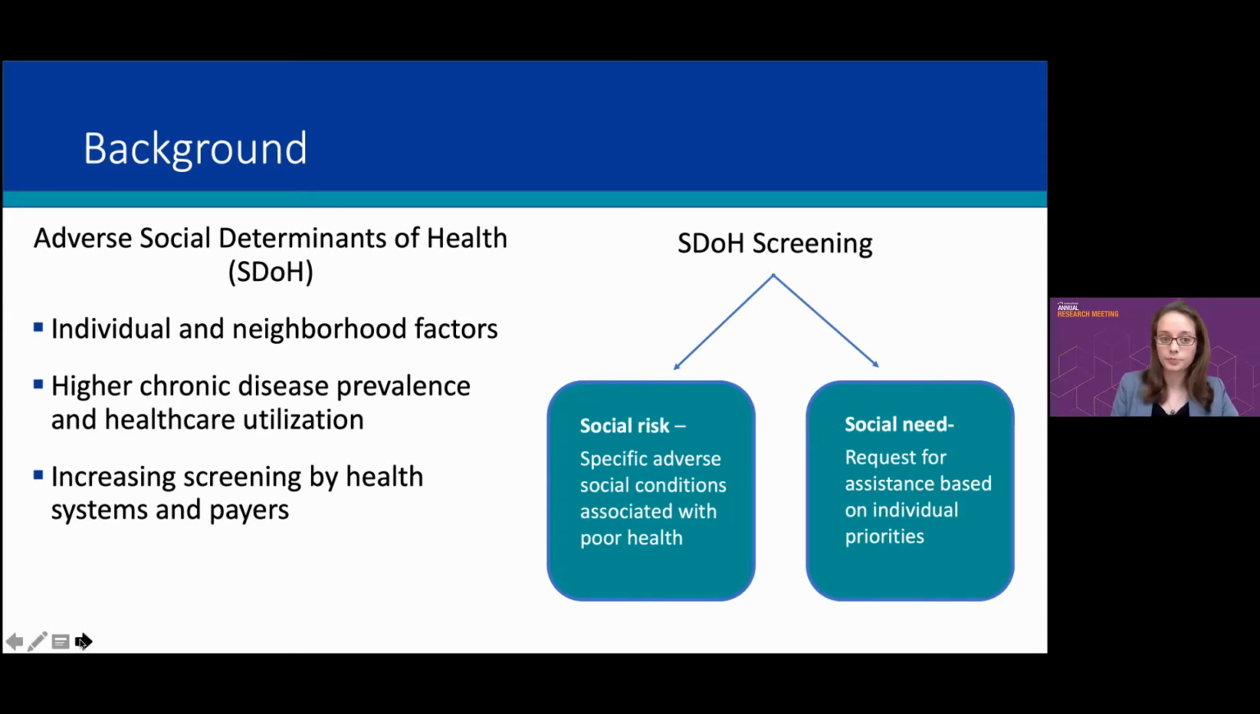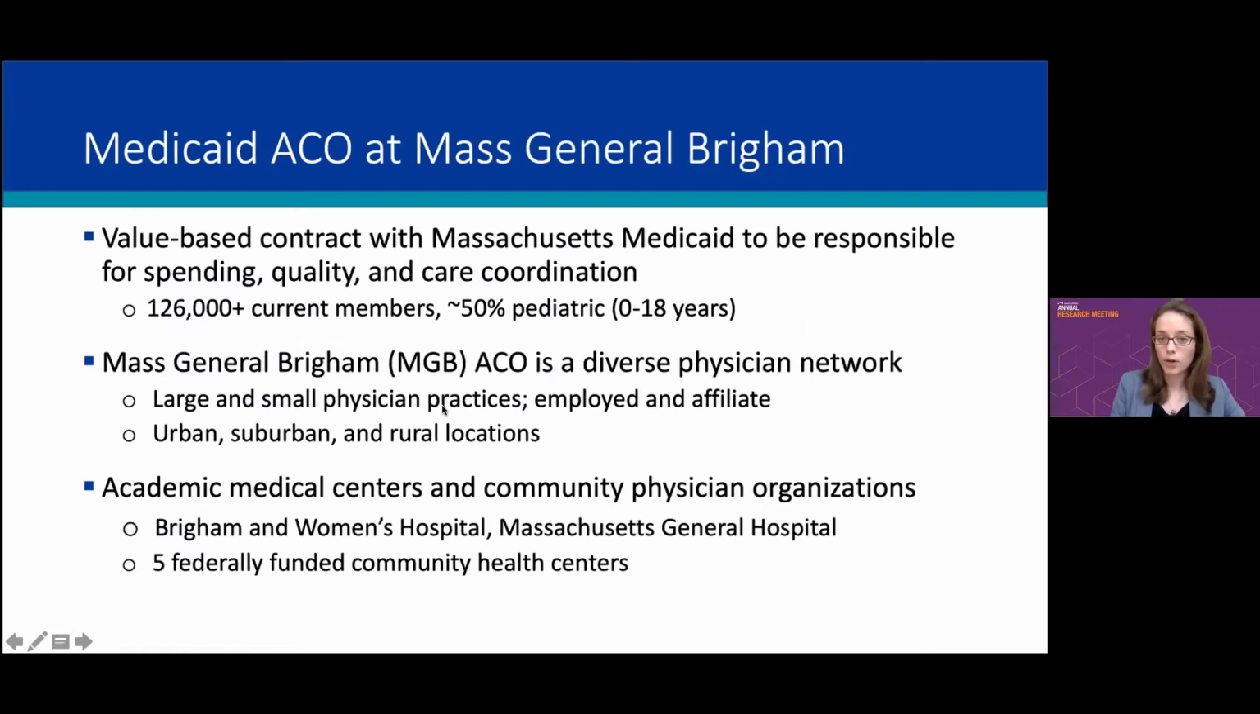SDOH screening. So at Mass General Brigham, we are a Medicaid accountable care organization, which means that we have a value-based contract with Massachusetts Medicaid or Mass Health to be responsible for the spending, quality, and care coordination of our patient population. Currently, that is about 126,000 patients, about half of which are pediatric under age 18. And as part of that ACO contract, we are required to screen our patient population at least once a year for adverse social determinants of health.